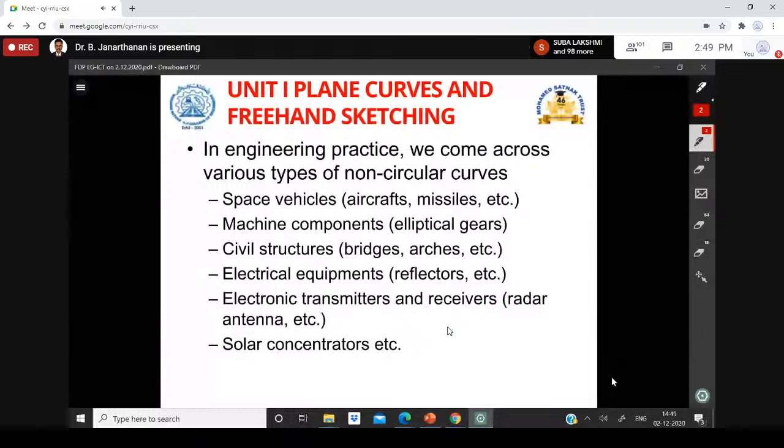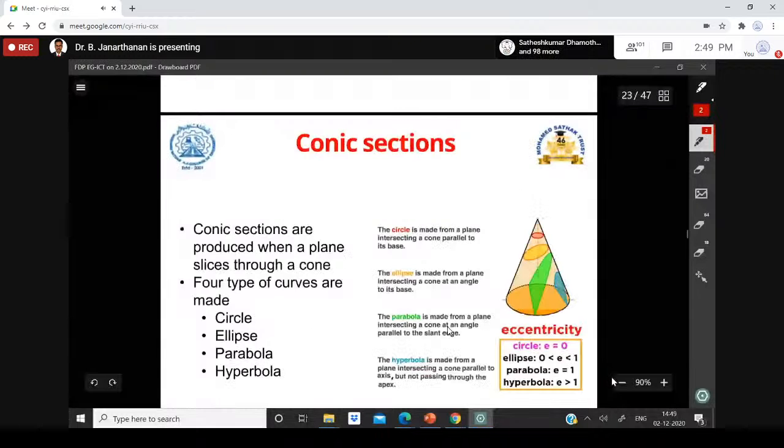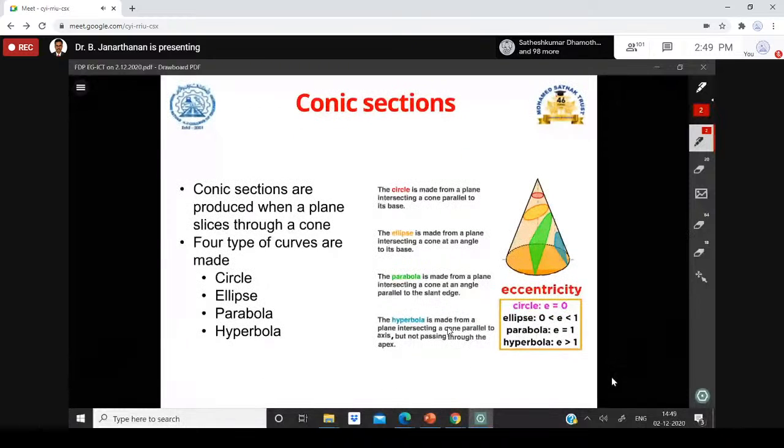So please give some introduction. You may not be able to give all these applications, but give some introduction about this, then start these plane curves, then it may create interest in the students. So the conic sections, I need not give a full introduction about this, as many faculty are experienced.